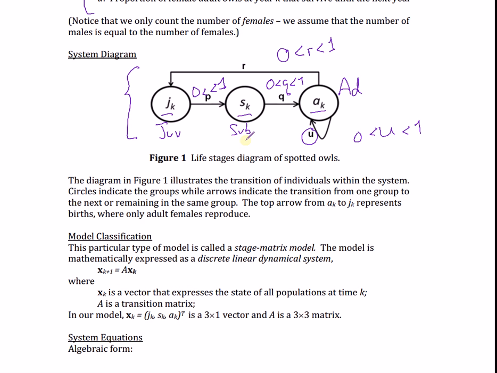Okay. Now in this case, we have a mathematical specification which is very similar to the specification of the owl-rat model. XK represents the populations of juveniles, subadults, and adults at time K. Now, the populations at time K plus 1 are related to the populations at time K by a matrix. And this matrix is formed using these coefficients P, Q, R, and U.